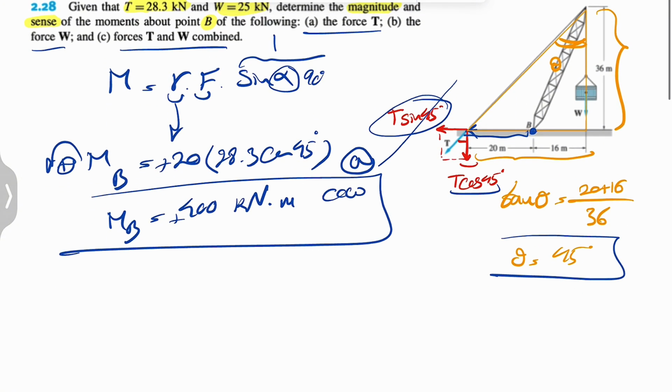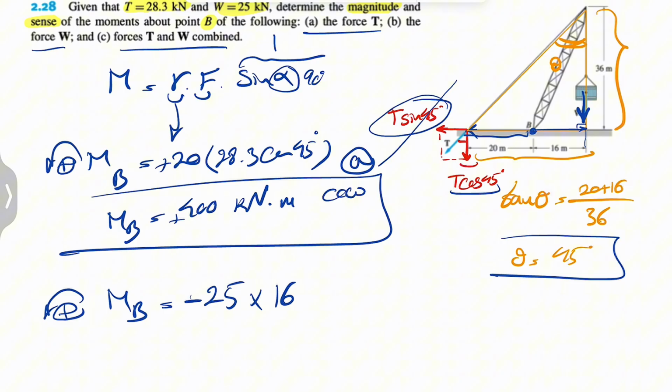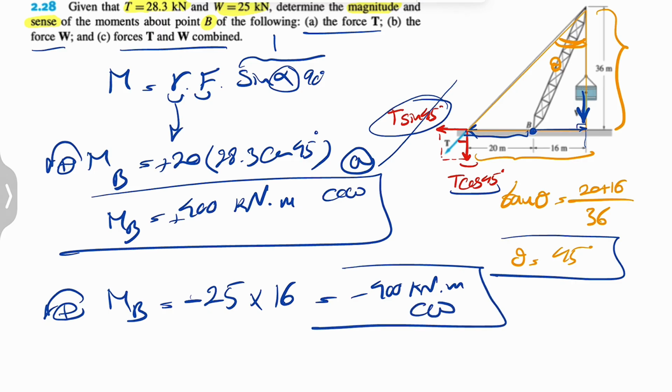The B part is easier because the force is already in the Y direction. So basically we have the vertical distance to the line of action. So for the B part, M_B, again, same convention, counterclockwise positive, which we can see this is going to make a moment clockwise. So basically we have the weight, which is 25 times the distance, 16. That's going to be a negative moment since it's clockwise. And this is going to be negative 400 kilonewton meters. And the negative sign shows that it is the clockwise moment.